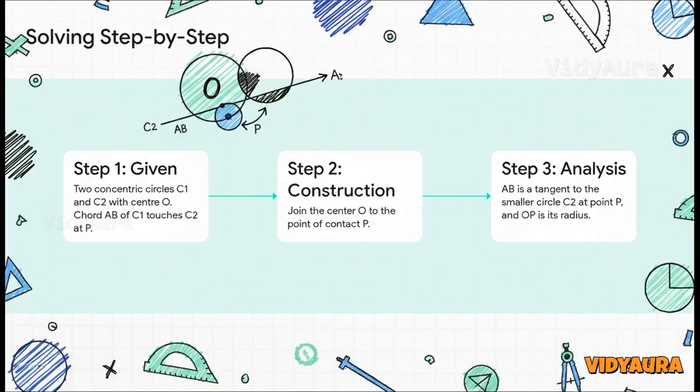Okay, so how do we start? First, let's just state what we're given. We have our two concentric circles C1 and C2 with center O. We know AB is a chord of C1 and a tangent to C2 at point P. Now, in geometry, when you're stuck, a great first move is often to draw a line. Let's connect the center, O, to that point of contact, P. Let's just draw that radius in.